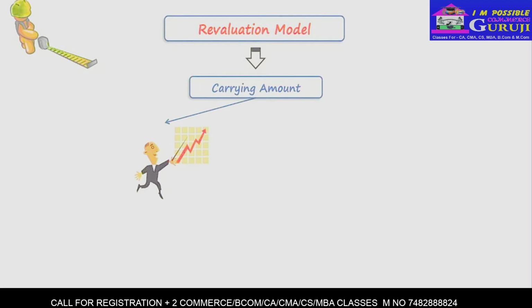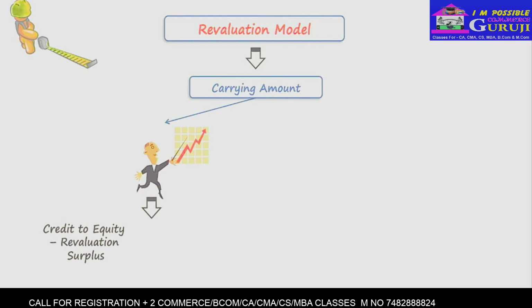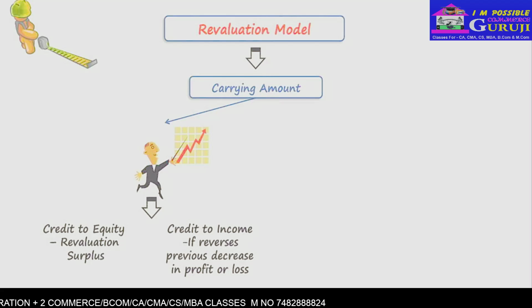When the carrying amount is increased, then the increase should be credited to equity under the heading Revaluation Surplus. Well, but if the same asset was impaired before and impairment loss was recognized in profit or loss, then the increase of carrying amount shall be credited to income to the extent of reversal of such impairments.